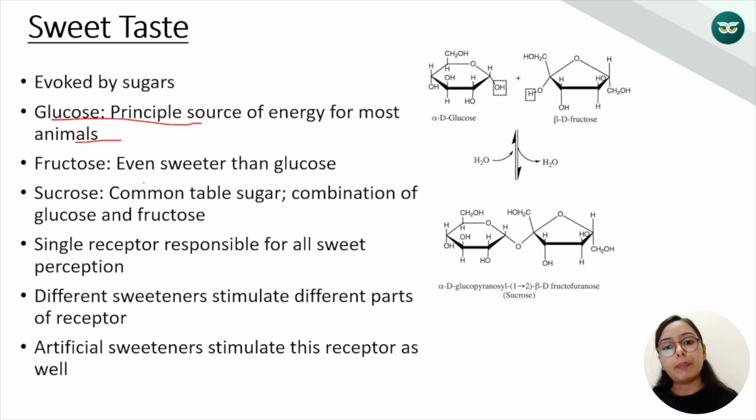Now talking about the receptors of the sweet taste, as we discussed, the receptors or the taste buds of sweet taste are present at the tip of the tongue. So generally what happens is that there is only a single receptor which is responsible for the perception of all sweet taste. However, different sweeteners stimulate different parts of that single receptor, and even the artificial sweeteners which are available in the market also stimulate this receptor. So when a receptor is stimulated, the sensory perception is received.